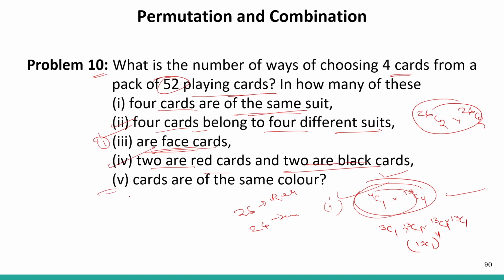Let's see the answer for part 5. Cards are of the same color. So basically all the cards are of the same color. First we have two choices, either black or red, right? So it will be 2C1 times 26C4, that is, 26 choices, then 25, then 24, and then 23. So this will be the answer for part 5.